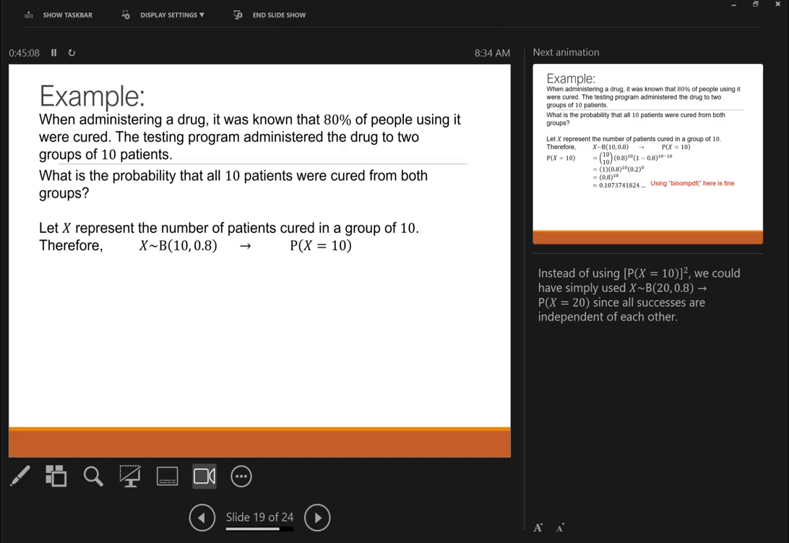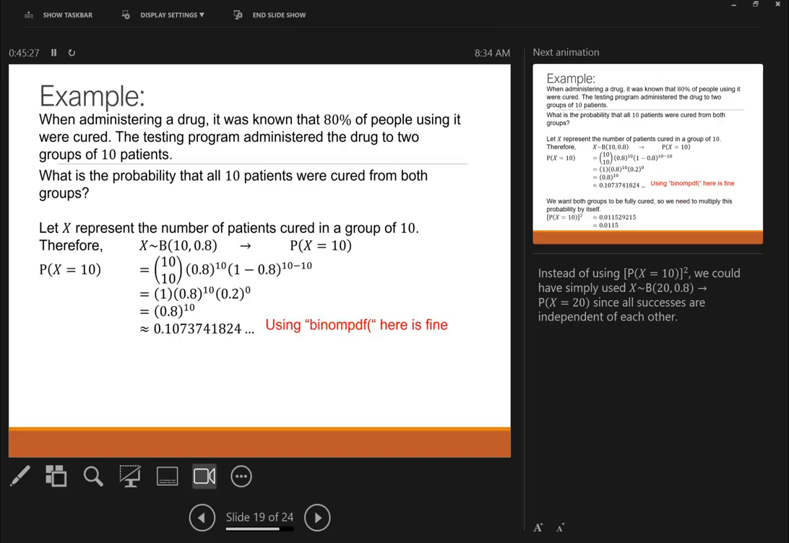I use my calculator, and what am I going to use? PDF equals means P. P equals. So we get that, but we have two groups, right? So that's just for the first group. How do I find the probability that both the first group and the second group are cured?